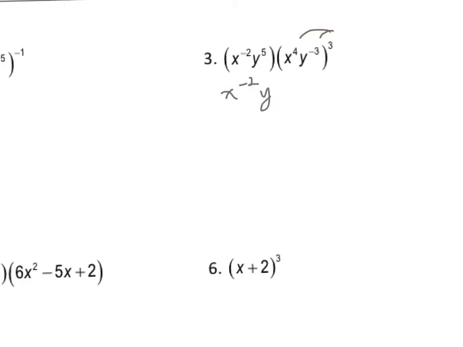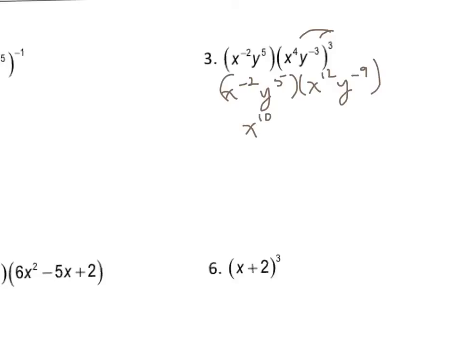So the first term I'm going to leave alone. And the second one, I'm going to take x to the fourth to the third. Well, power to a power, you multiply. So 4 times 3 is 12. And then y to the negative 3 times 3 is y to the negative 9. All right, at this point, you've got product of powers. So it's x to the negative 2 times x to the 12th. So that's going to add the powers.